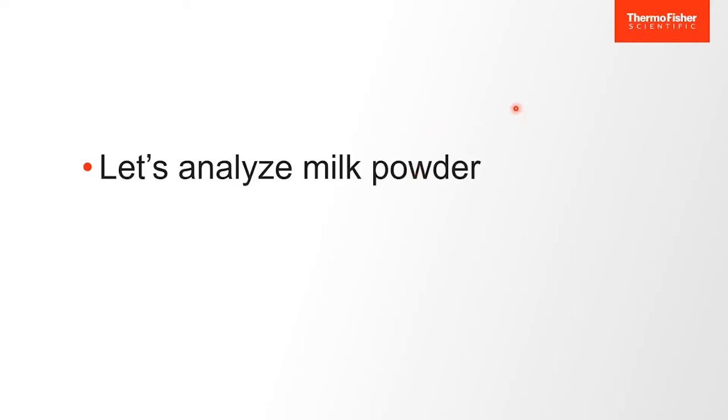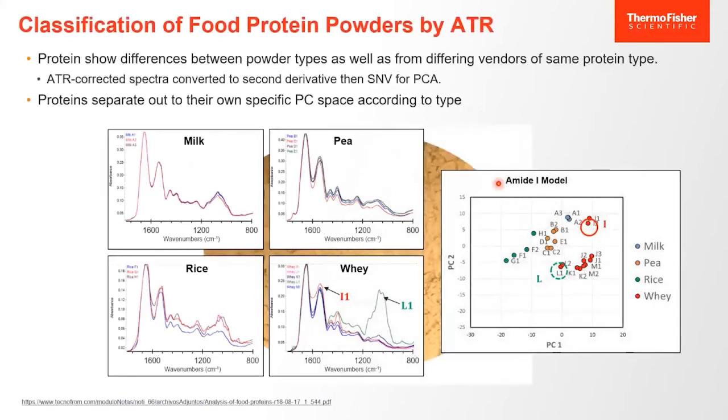So now let's look at some results from some powdered samples, just like what we just measured. In this slide, what we are looking at is milk protein, pea protein, rice protein, and whey protein from different vendors, as well as from different lots that were analyzed repeatedly. But what was observed is that even the same type of protein from different vendors showed subtle differences.